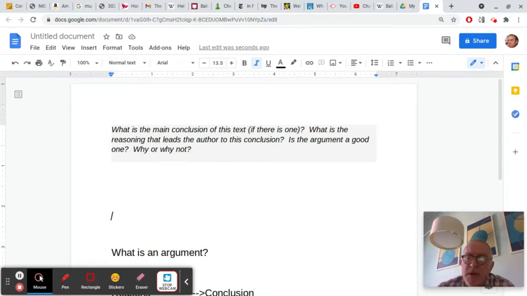That's the first part of the assignment, to identify something like the argument of the text. Is the argument a good one? Why or why not? That's the second part. So the first part is really laying out what you take to be the main argument of the text. The second part is a critical evaluation.